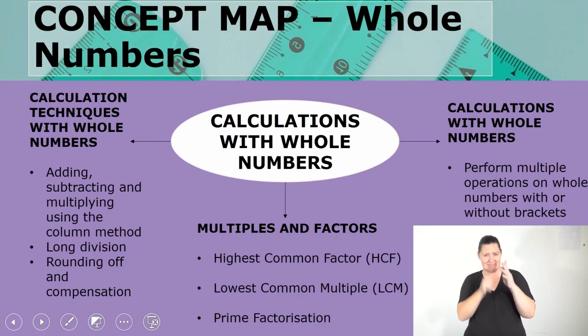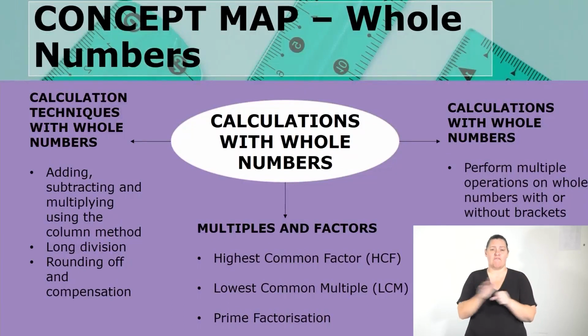So, in today's lesson, this is what we are going to look at. We are going to look at calculation techniques with whole numbers. That is, adding, subtracting, multiplying using the column method, long division, rounding off, and compensation. Then next, we are going to look at calculations with whole numbers. These are performing multiple operations on whole numbers with or without brackets. Then we are going to look at multiples and factors, where we are going to find the highest common factor, the HCF, and the lowest common multiple, the LCM, using prime factorization.